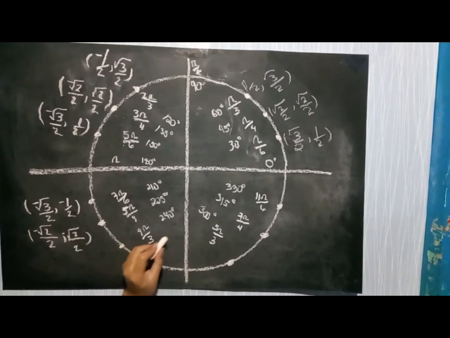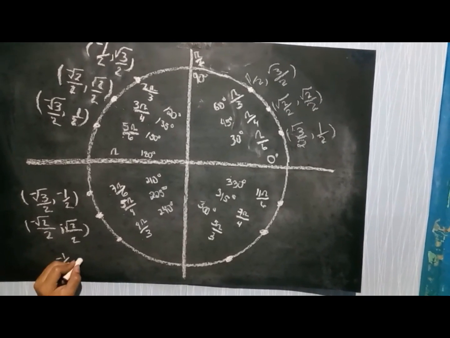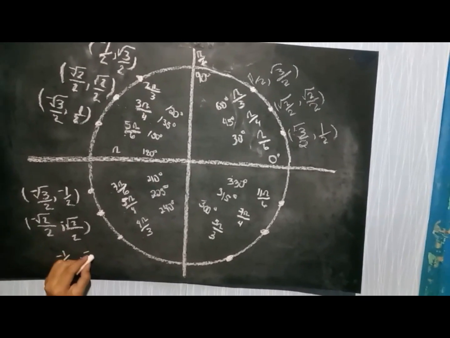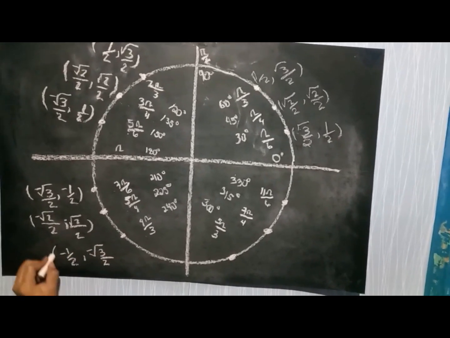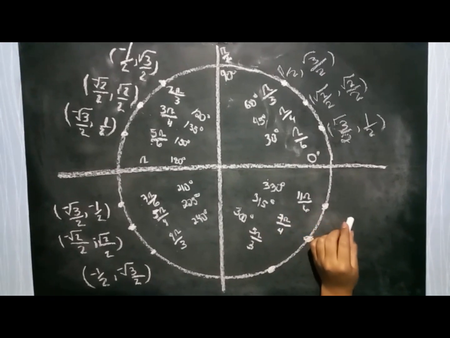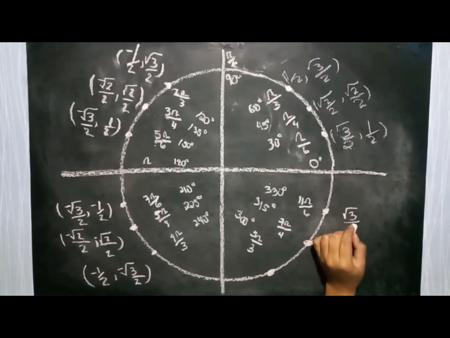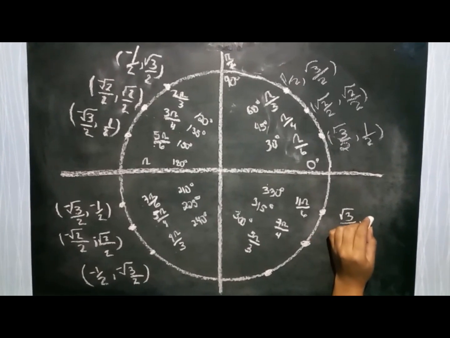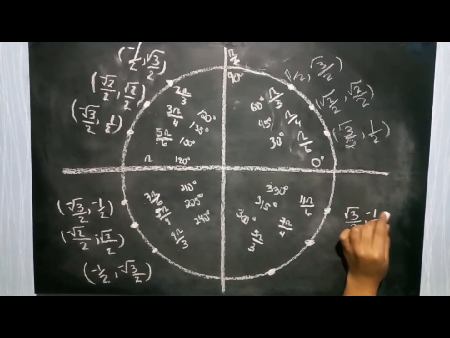The x and y coordinates of 240 degrees and 4 pi over 3 is negative 1 over 2 and negative square root of 3 over 2. Now, let's move on in this side. The x and y coordinates of 330 degrees and 11 pi over 6 is square root of 3 over 2 and negative 1 over 2.